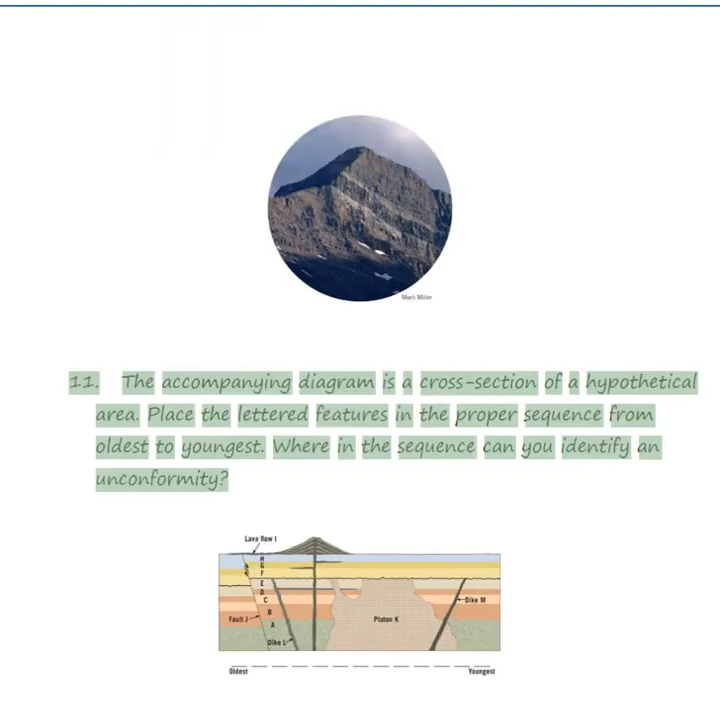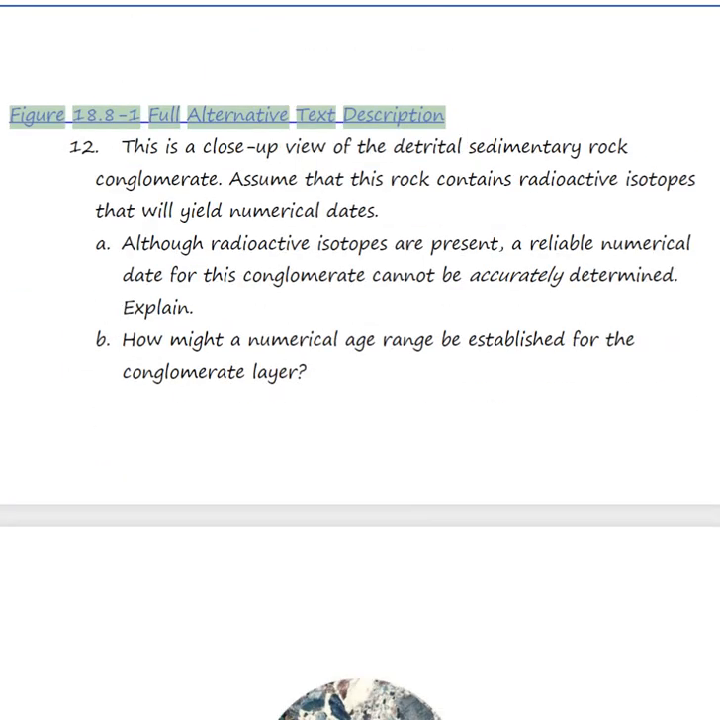11. The accompanying diagram is a cross-section of a hypothetical area. Place the lettered features in the proper sequence from oldest to youngest. Where in the sequence can you identify an unconformity? Figure 18.8, with full alternative text description.